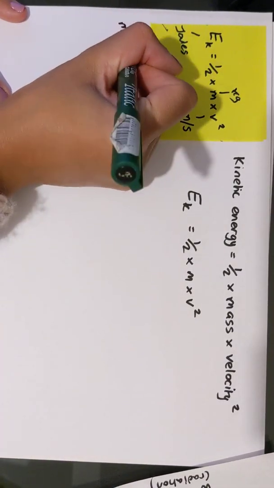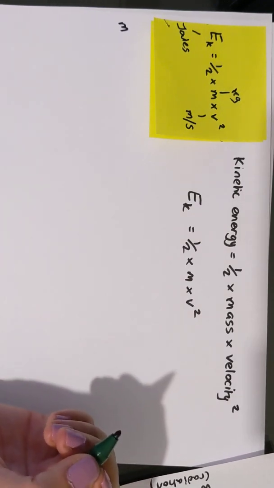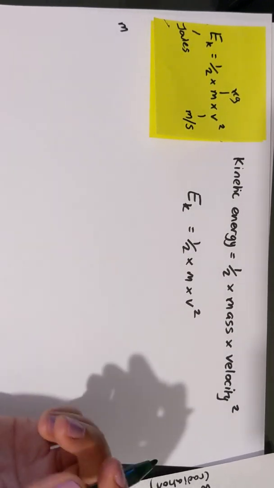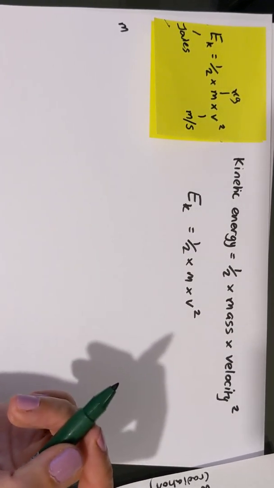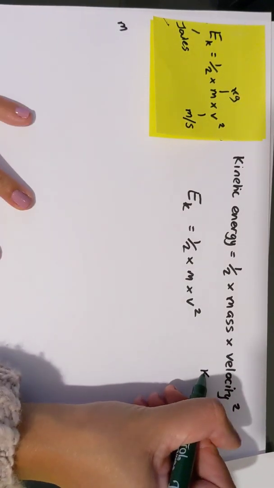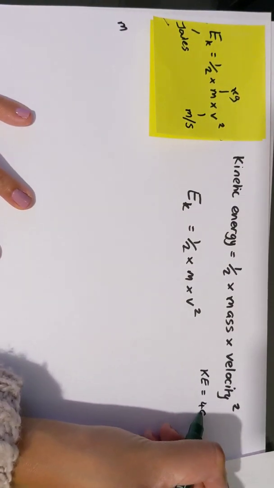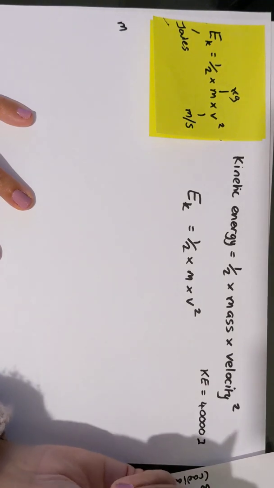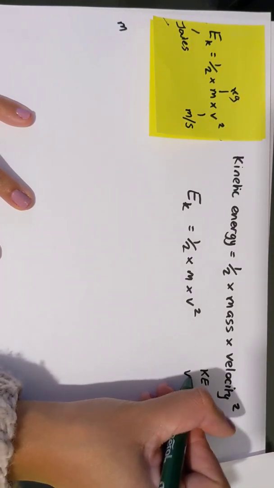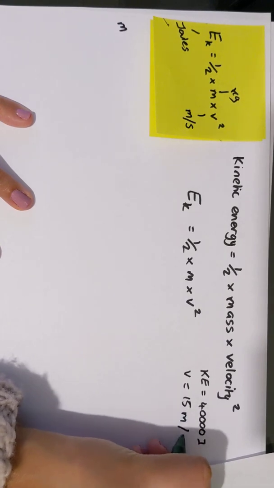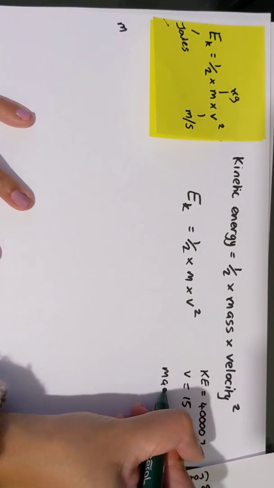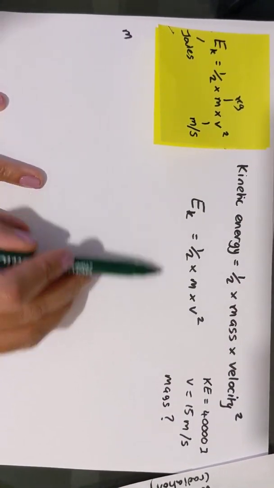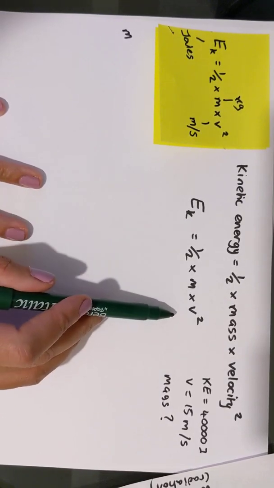Okay, so we've got a question that tells me that I've got something that's got a kinetic energy of this and it's going at this speed. What is its mass? Okay, so I've got kinetic energy of 40,000 joules and it's going at 15 meters per second. What is its mass? Okay, so first stage then is to deal with the numbers.